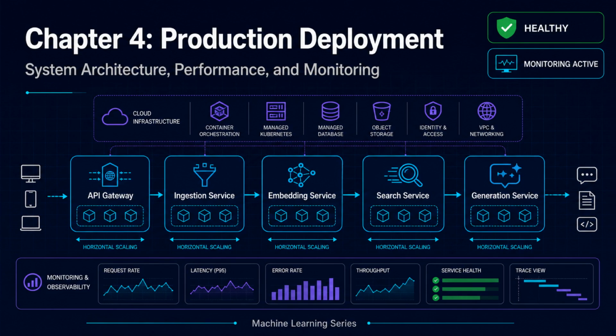Welcome to Chapter 4, the final chapter of the RAG Introduction series. In this lecture, we'll cover everything you need to deploy RAG systems to production. You'll learn about microservice architecture, performance optimization through caching and batch processing, comprehensive monitoring and evaluation, and distributed processing for scale. By the end, you'll have a complete understanding of production-grade RAG system design.